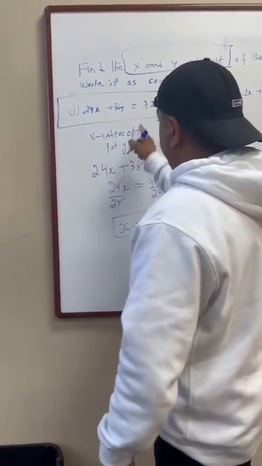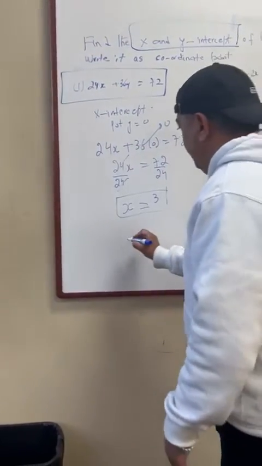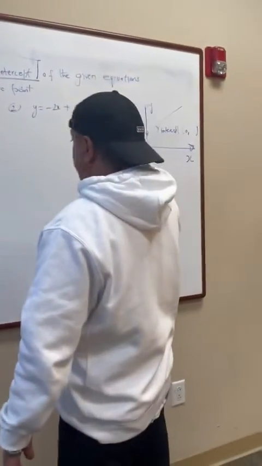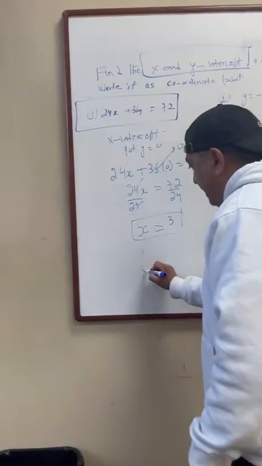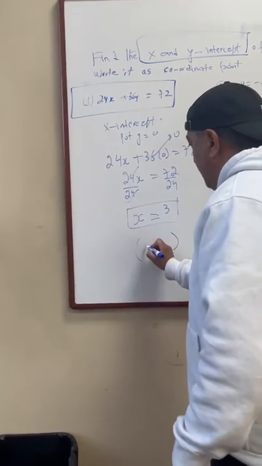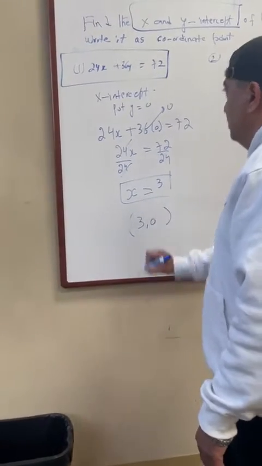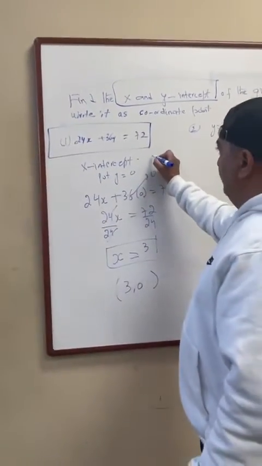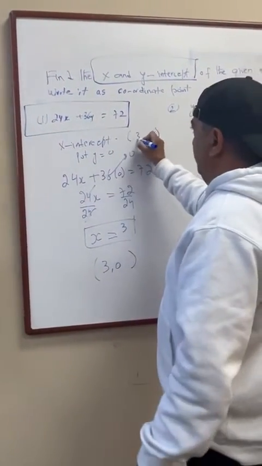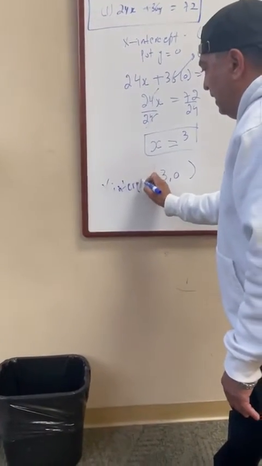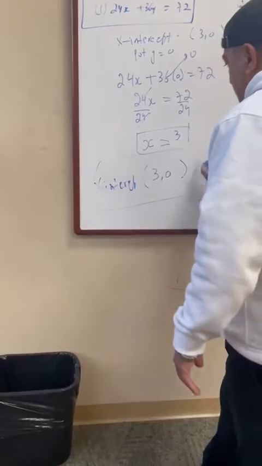So my x-intercept will be, as we said, in the x-intercept we will not have a value for y, so we will write it as a coordinate. The x coordinate will be 3 and the y coordinate will be 0. So my x-intercept is, again, 3 and 0. That's my answer.